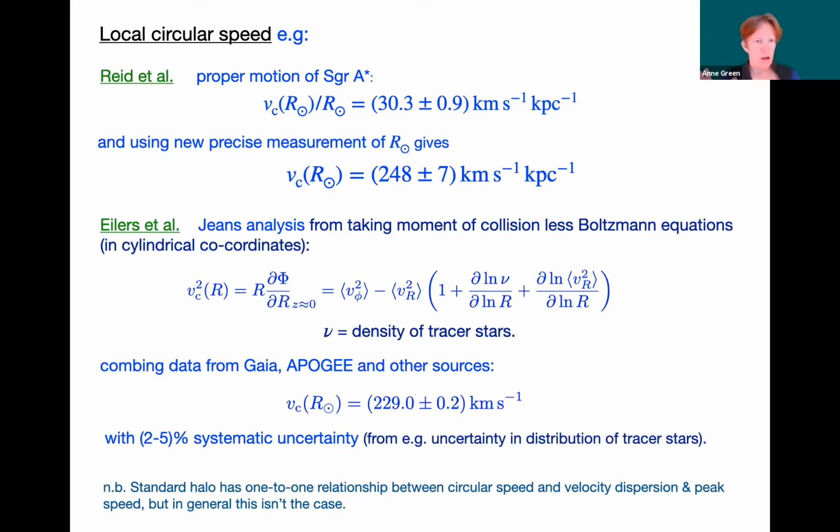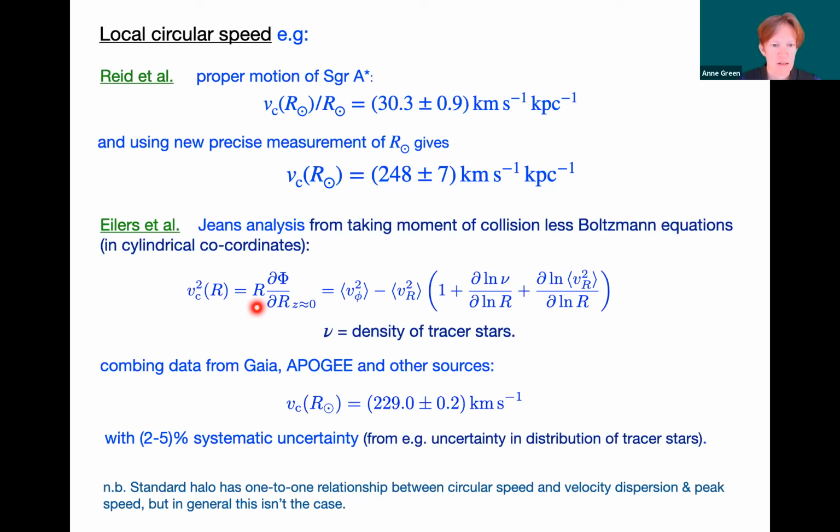There are various other ways of measuring the circular speed. I'll just mention one of them because it's an excuse to tell you about something that it might be useful for you to hear about. And that something is what's called Jeans analysis. So it starts from the collisionless Boltzmann equation, which is telling us the phase space distribution f, df/dt equals zero. You then rewrite that in cylindrical coordinates and then take moments of it. And when you do that, what you end up with is this expression for the circular speed squared.